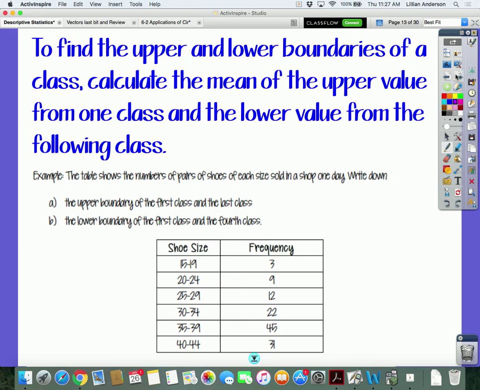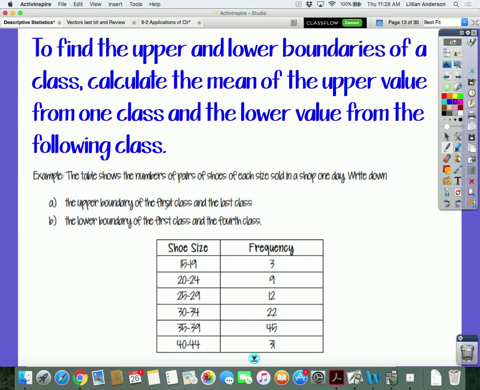So to do that, you need to find the mean of the upper value of one class and then the lower value of another class. Now the upper value clearly is the larger value of one class, and then the lower value is the smaller value of the other class. And you have to find the mean. Does everybody know what mean is? What is it? Average. It is the average, okay? And how do you find the average? Add them up and then divide by the number, okay?